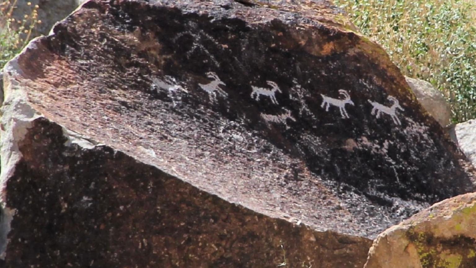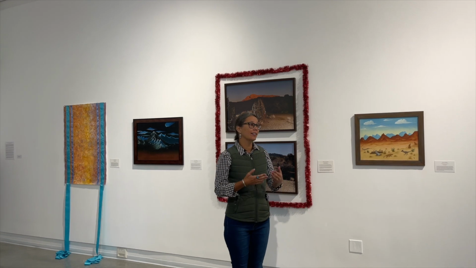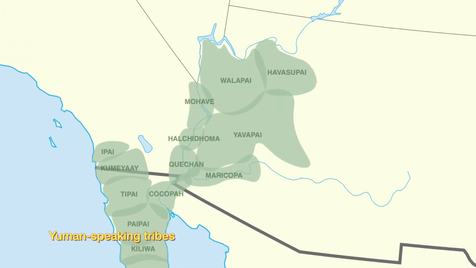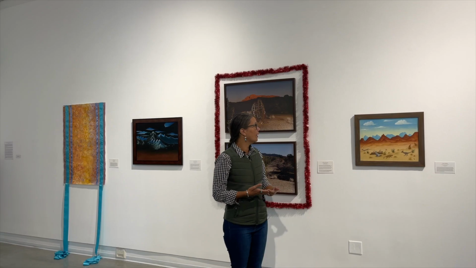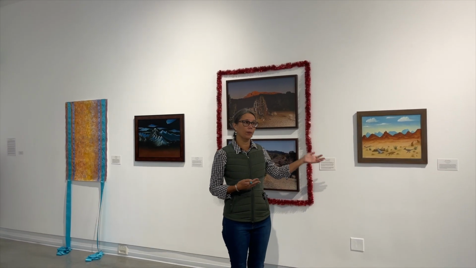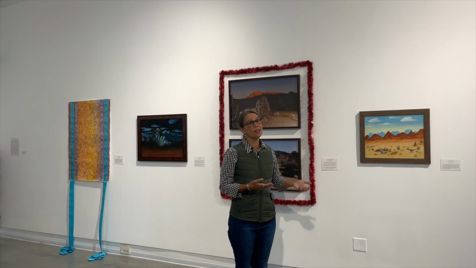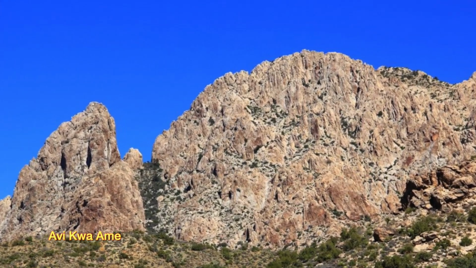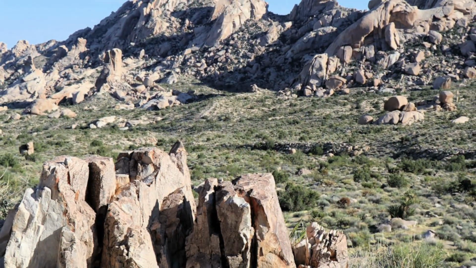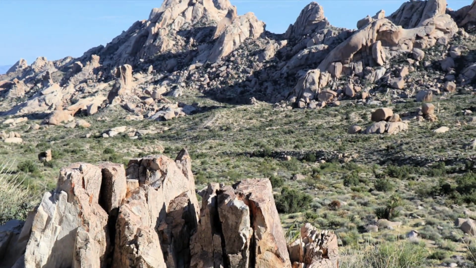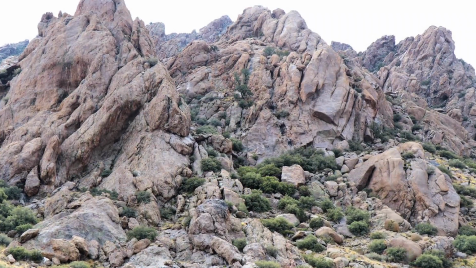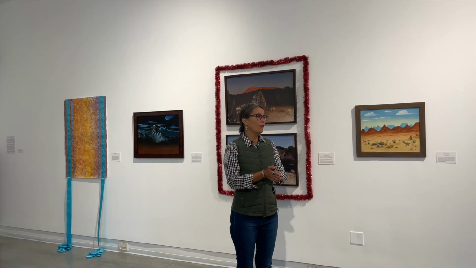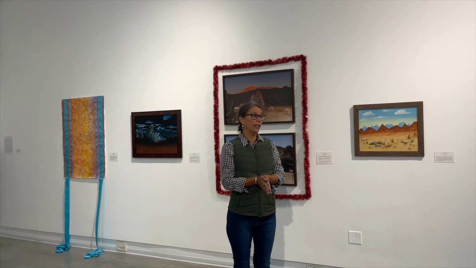For the Mojave people and the 10 Yuman language speaking tribes of the Southwest, this landscape, Ah-VEE Kwa Ame, is their place of origin. They believe that the entire world started at Ah-VEE Kwa Ame, and it is like the Garden of Eden, as Paul Jackson says. So it is, of course, a most sacred place to them.